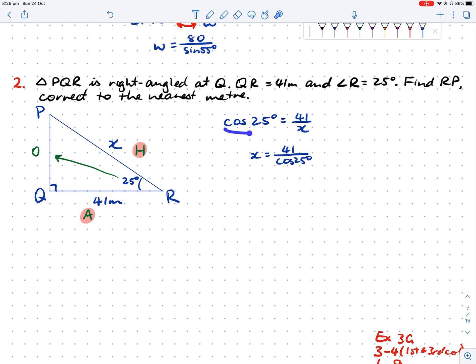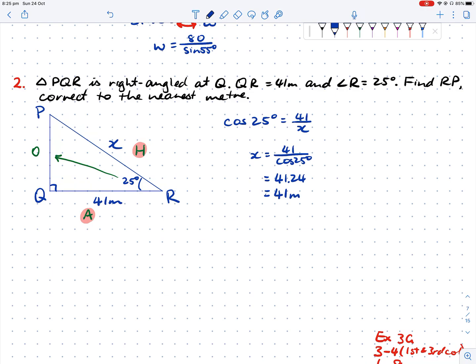Remember, this appears as a unit. Cos doesn't exist by itself. It always has to be matched to an angle. We'll put that into the calculator. If you want to do it the short way, you can go 41 divided by cos 25, equals, and that's 41.24. To the nearest meter, that will be 41 meters.